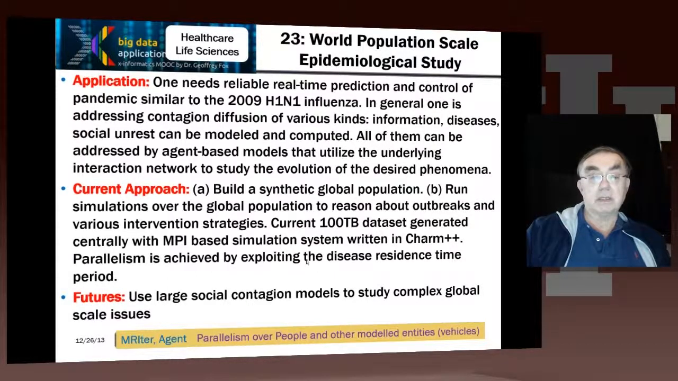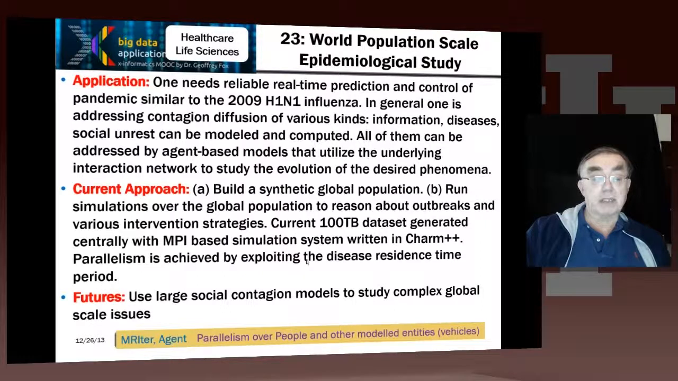And there's this diffusion of contagions, which are diseases, social unrest, information. So how things move across populations is a very big area of research in the network science area. And they can all be modeled by this agent-based approach, which has been developed by this group.